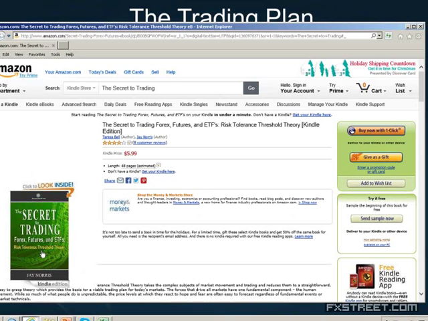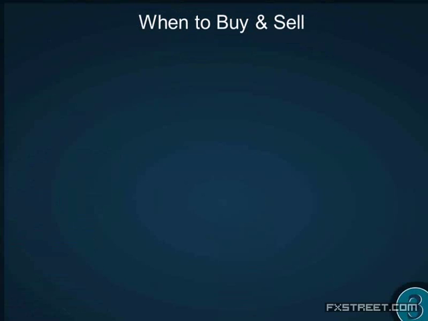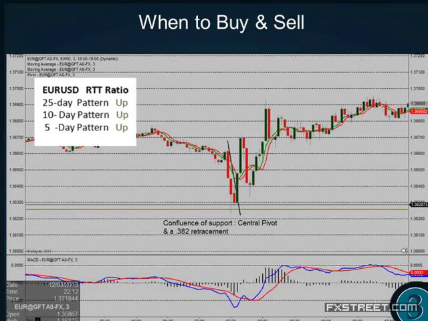So, number 3, now you need to know when to buy and sell. We showed you the importance of where, that you knew that level. Now you know the importance of the market and which direction, and that RTT ratio tells you that. Now we're going to show you when to buy and sell, right? Here's what we define as the trade setup: confluence of support. Anytime you have a confluence of support and the market's dropping down to support and your pattern's bullish, you want to be a buyer.